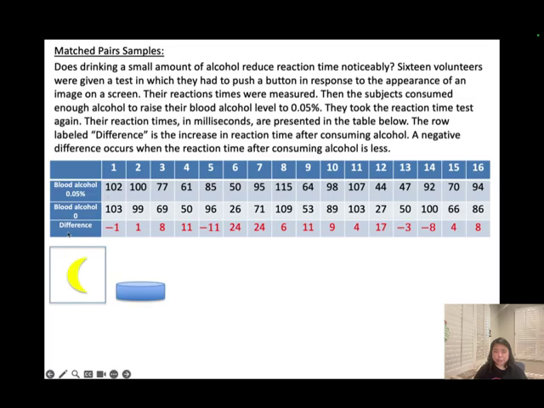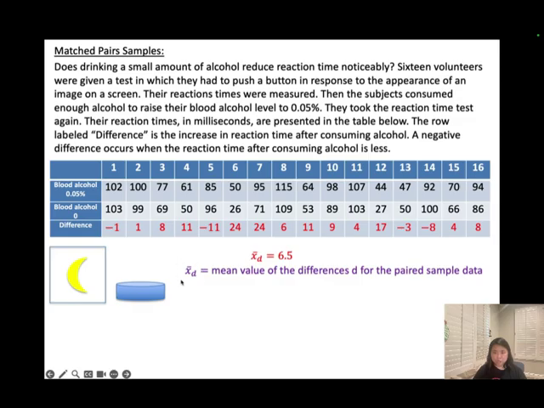Then I'm going to find the difference, using the first set of data minus the second set of data. So 102 minus 103 gives me -1. 100 minus 99 gives me 1. The third row here is the difference of the data. Then I'm going to find the mean value of the differences for the paired sample data. Remember how to find the mean? You add it all up and divide by 16. Then you get 6.5 here.